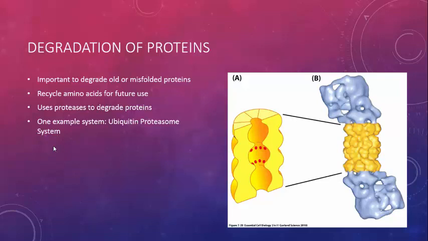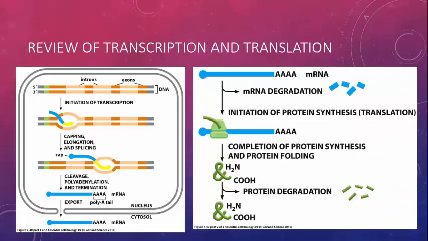These enzymes are barrel-shaped, with the barrel surrounded by entrance and exit proteins. Inside the active site of the proteasome are proteases, which work to break down the proteins into amino acids for reuse. Let's spend a moment reviewing the entirety of the translation process in eukaryotes.